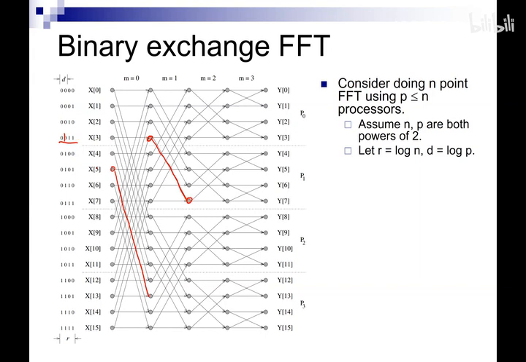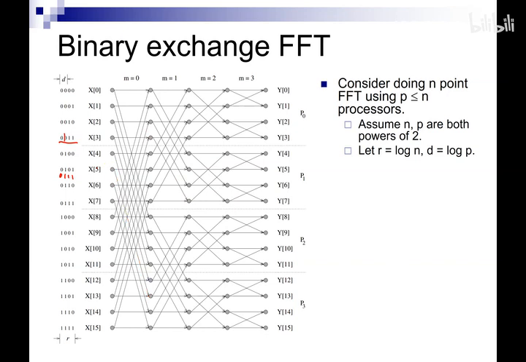In the m equals 2 stage, you're going to use the third most significant bit, so you get matched to whoever flips the third most significant bit. For example, this one over here, if you flip the third bit, you're going to get 0111, which is 7. So this one is going to get matched with 7. And then in the final stage, you just flip the final bit, the least significant bit. So that is the binary exchange FFT algorithm, and now we can implement this in a parallel setting.